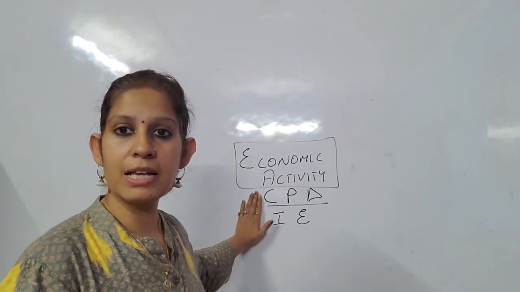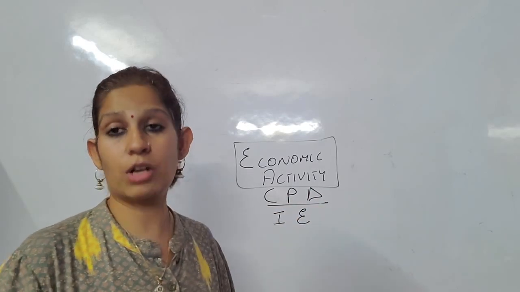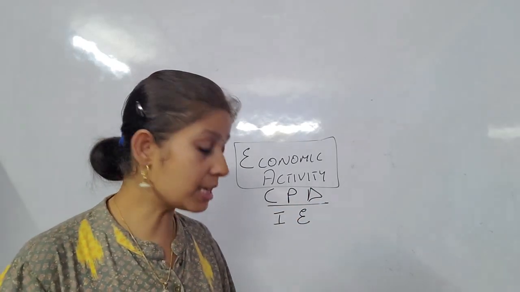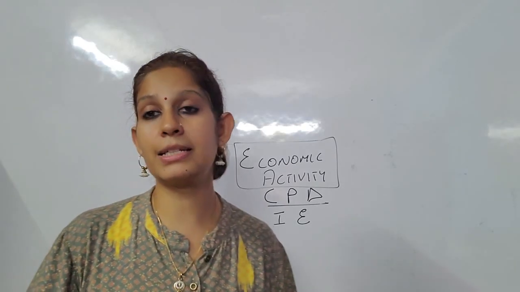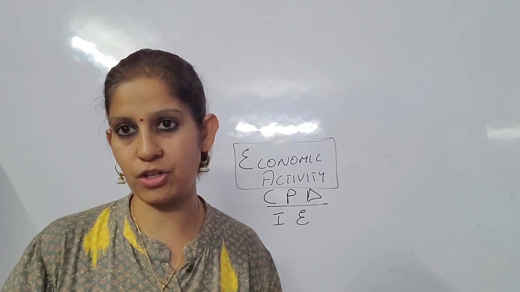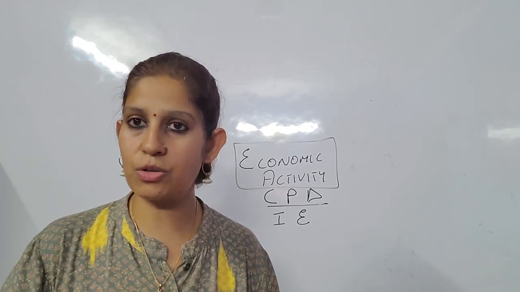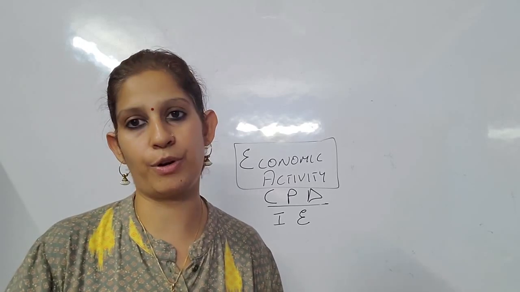I am repeating, C for consumption, P for production, and D for distribution. So consumption and production we've already discussed. What is distribution? It is the distribution of income generated amongst 4 factors of production, that is rent to land, wages to labor, interest to capital, and profit to entrepreneur.